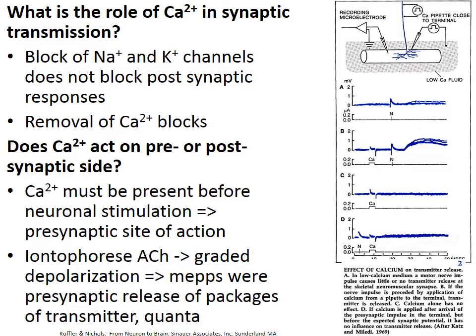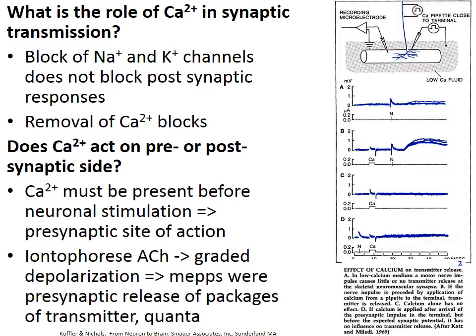Only when the calcium was present prior to the nerve stimulation was there a reliable postsynaptic response, indicating that the calcium was needed for some kind of an event at the nerve terminal involved with nerve stimulation in order to produce the postsynaptic response. And it's from this critical experiment that we understand that calcium's role is a presynaptic role as opposed to a postsynaptic role.